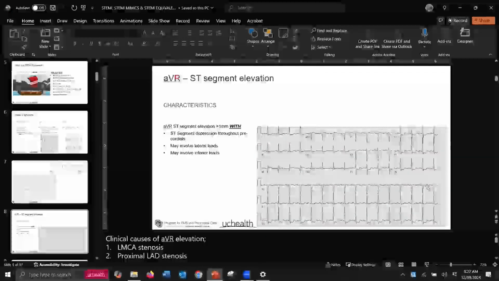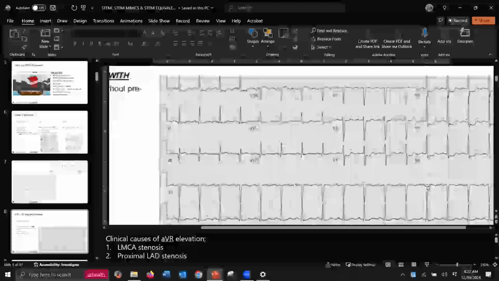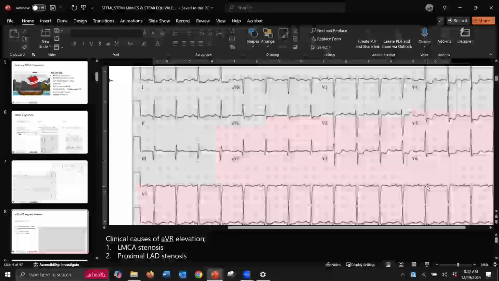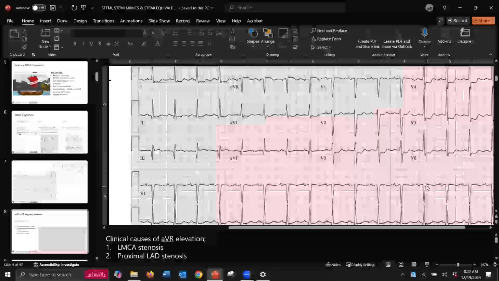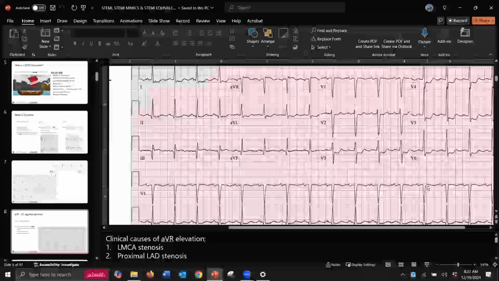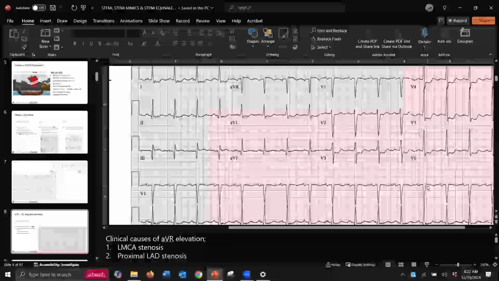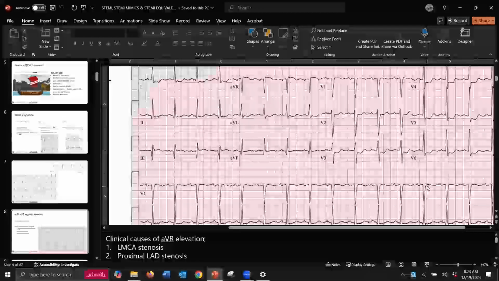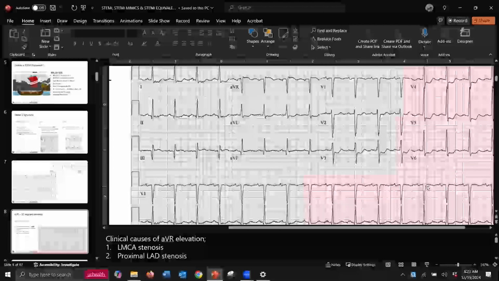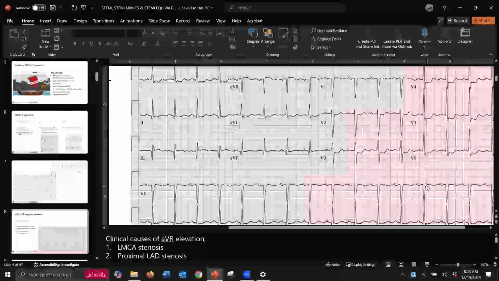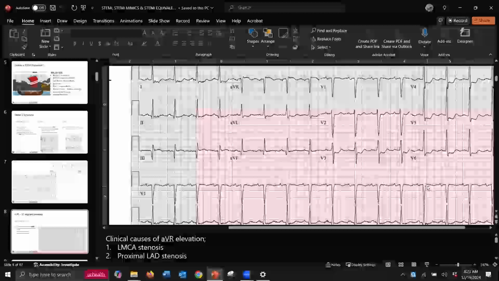Let me see if I can zoom in on this a little bit. If we look at AVR, we've got 1.5 millimeters of ST elevation, but what's contiguous to AVR? Because we have to have it in 2 leads, right, to meet STEMI criteria. What's contiguous? Well, maybe V1, kind of, sort of, but we don't see ST elevation in V1. So therefore, by STEMI criteria, it doesn't meet alert criteria.